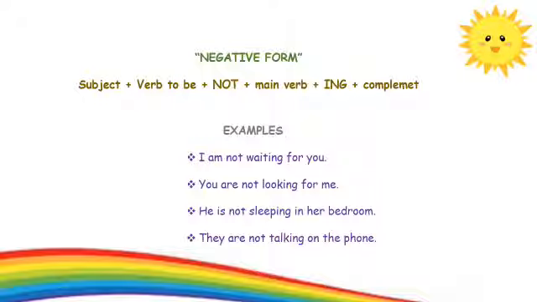Here, in the first example, I is the subject. The verb to be is I'm. The not is the negative form. The main verb is wait, but in this case we have added the ing form. And the complement is for you.